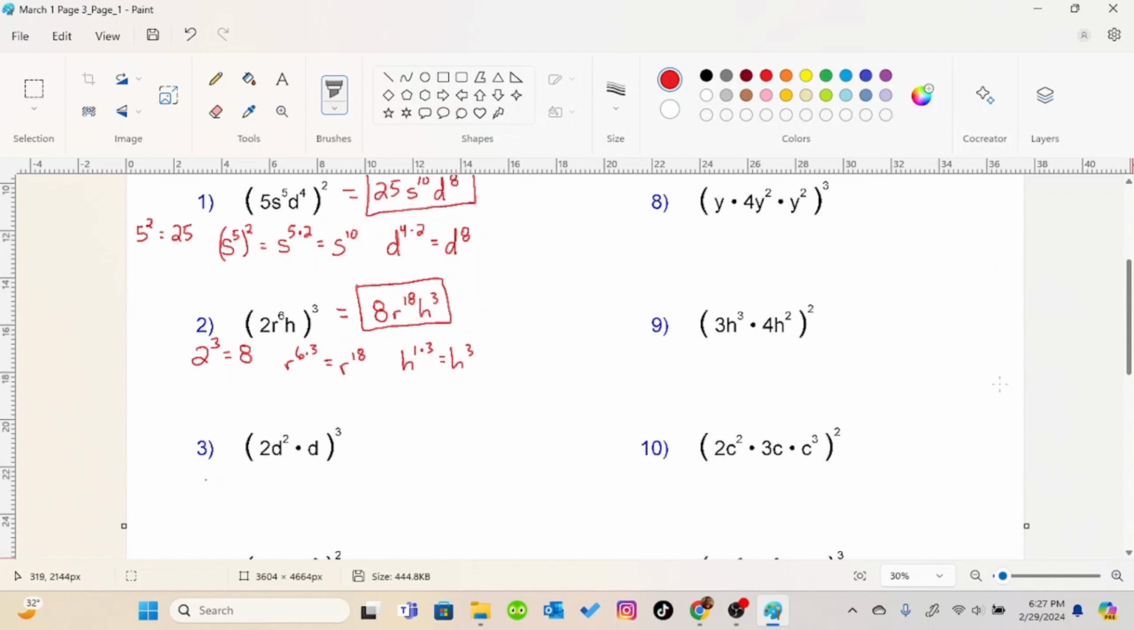Number 3. We have 2 cubed, which equals 8. We have d to the power of 2 times d. So that's 2 plus 1. And that is cubed. That becomes d to the power of 3 times 3, which equals d to the power of 9. So our final answer is 8d to the power of 9.